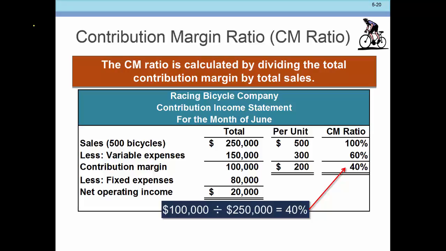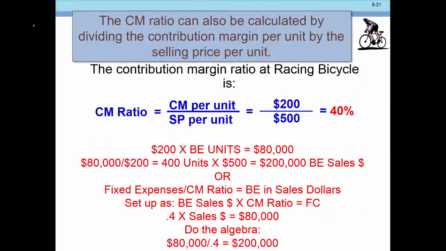We can calculate that the way they have here, using the total contribution margin divided by the total sales price. The way I tend to do these is I do them per unit. So I take the contribution margin per unit divided by the sales price per unit. You come up with the same answer, don't you? 40% contribution margin. What is this? Contribution margin ratio, right? Okay.